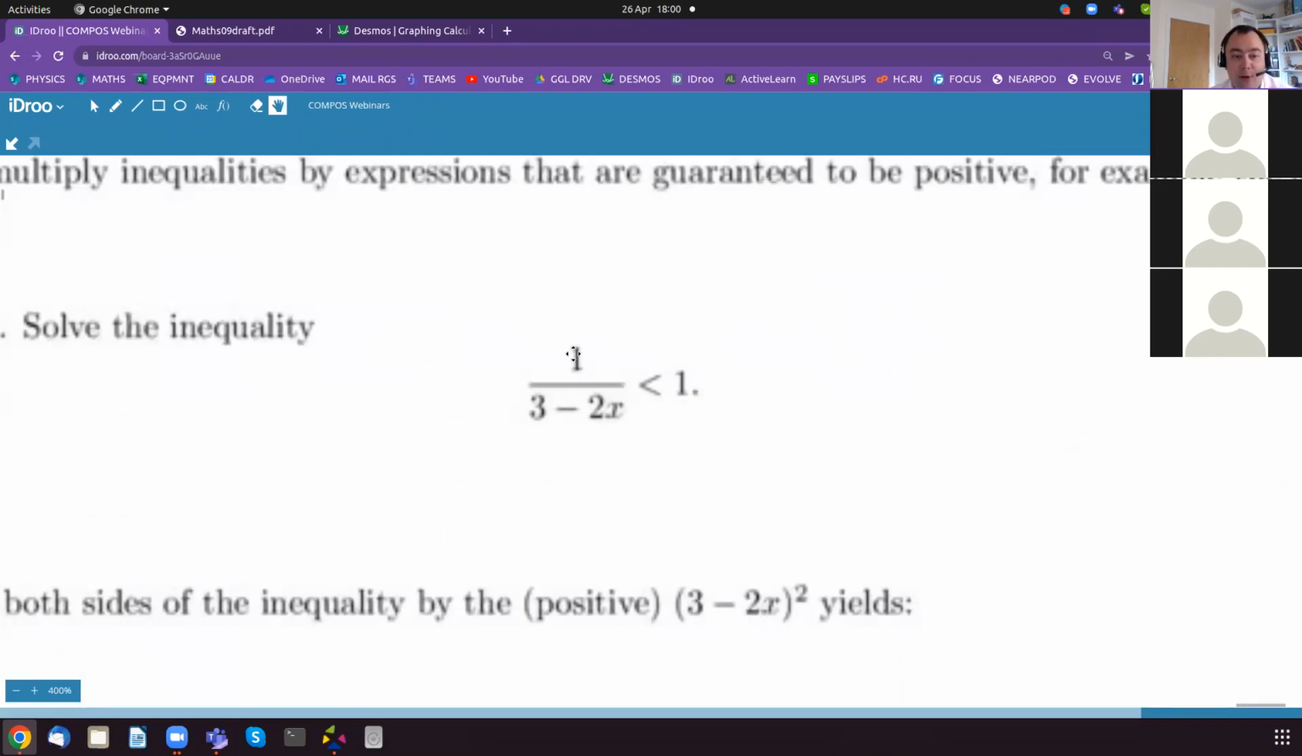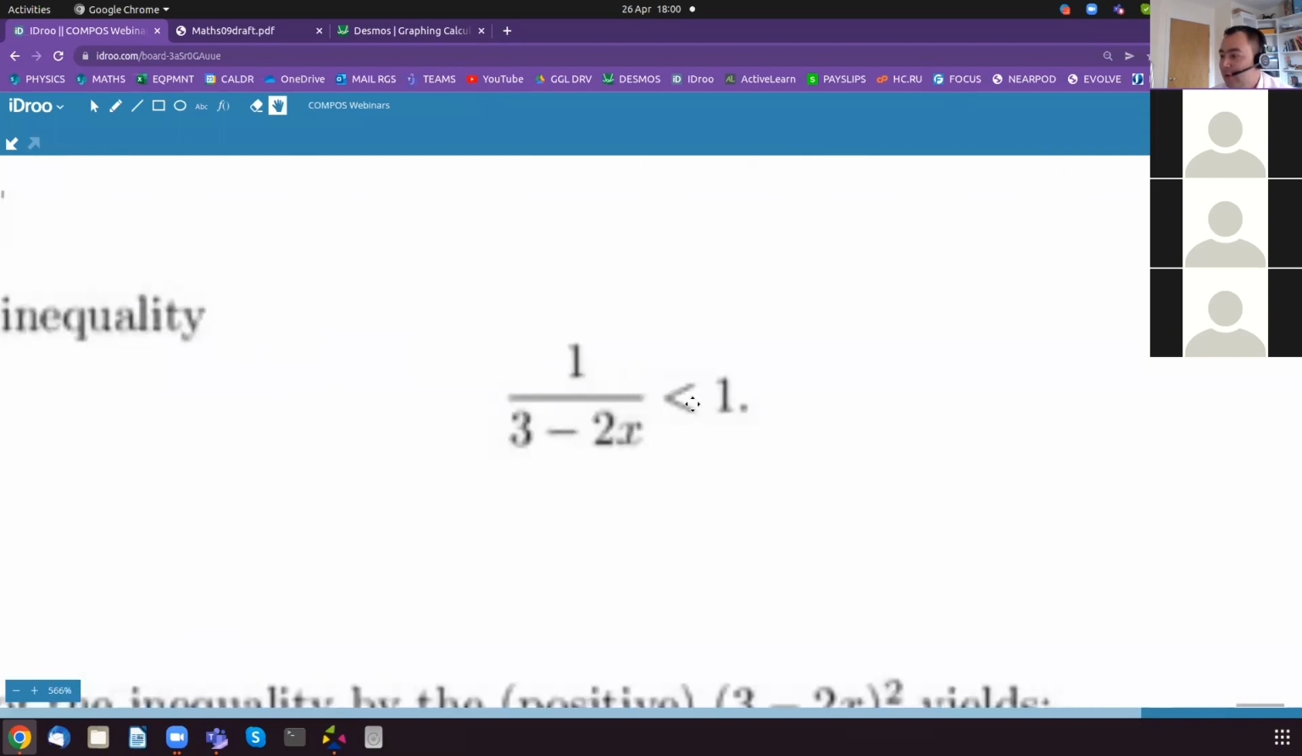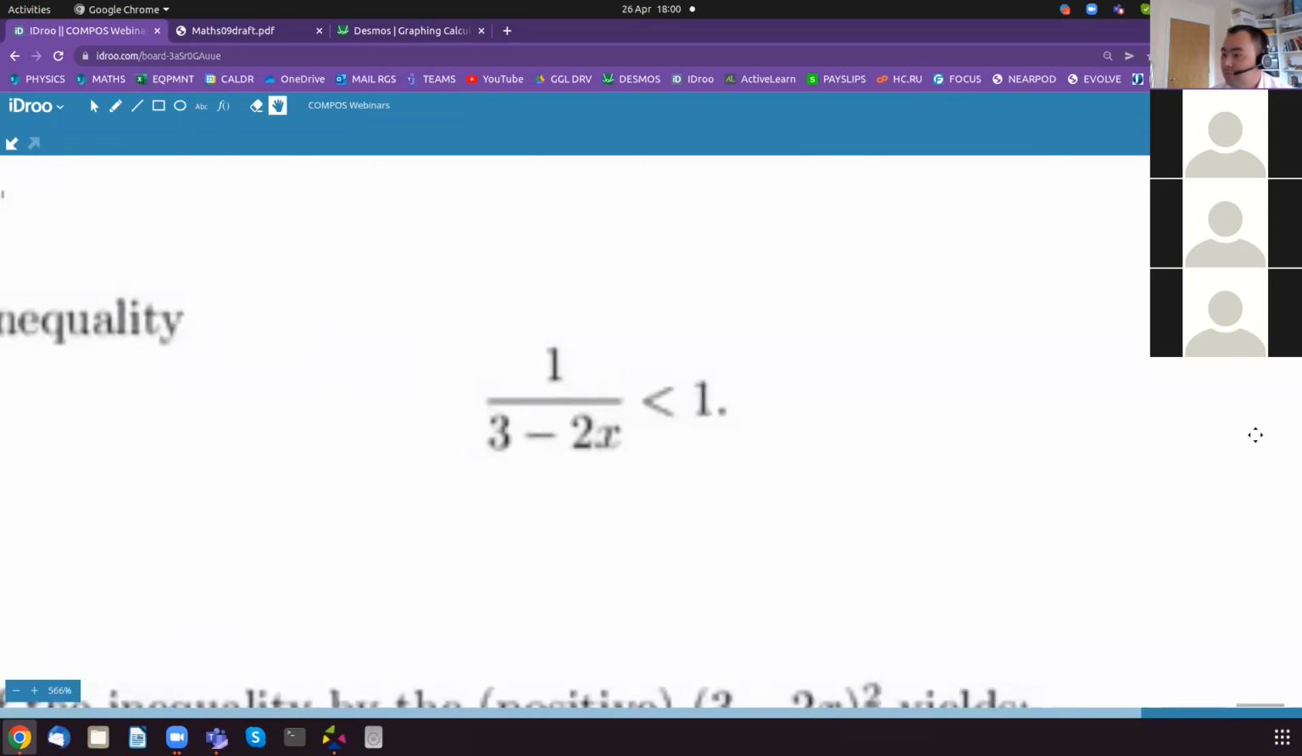Do you think you can solve this inequality? Just type in the chat, please. Do you think you can solve this? Would anyone like to comment? Anyone who's brave enough to use the microphone? How would you do it?